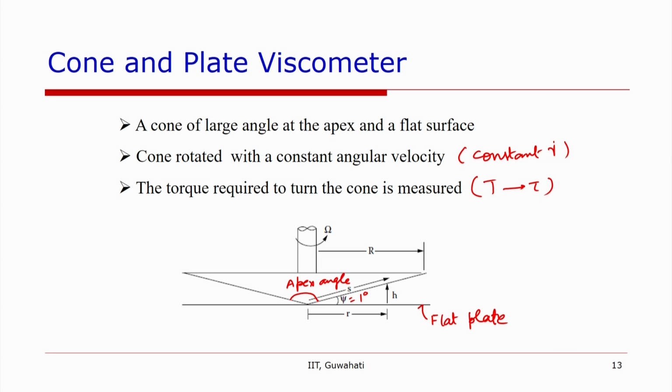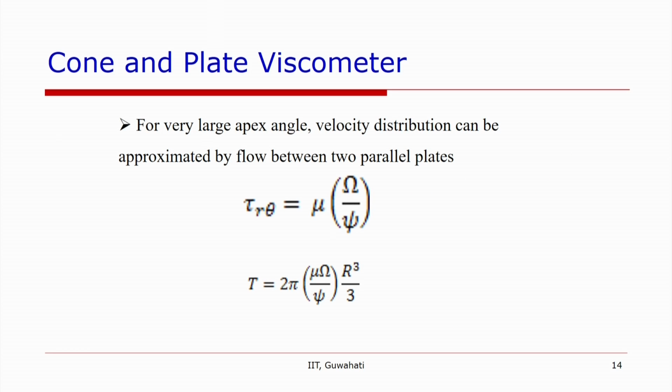In principle it is very similar to the coaxial flat plate arrangement. For very large apex angle, one can find out the velocity distribution, and from that the torque, and one gets that torque is proportional to gamma, and the viscosity is the proportionality constant. So one can measure the velocity here, and from that one can again calculate the torque. So this is shear stress and the torque.